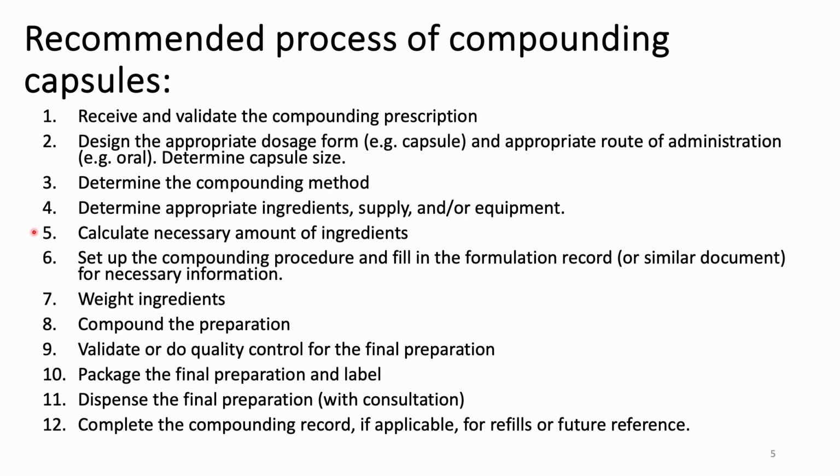Calculate the necessary amount of ingredients. Set up the compounding procedure and fill in the formulation record or similar document for necessary information. Weigh ingredients, compound the preparation, validate or do quality control for the final preparation. Package the final preparation and label. Dispense the final preparation with consultation, and finally complete the compounding record for review or future reference.